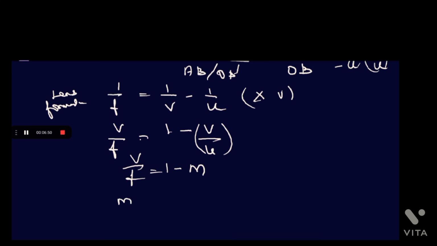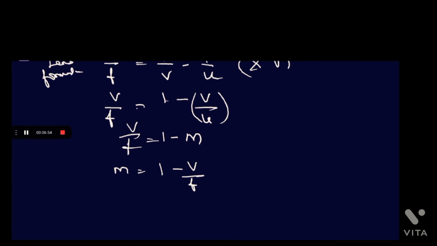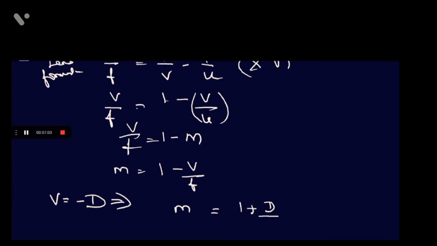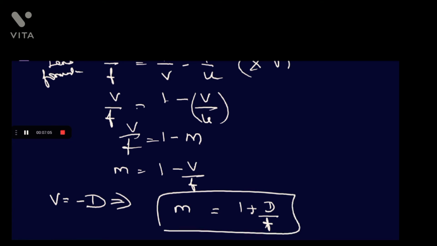So what is m here? m is 1 minus v by f. What is the image distance here? The least distance of distinct vision, which is towards the left-hand side. So your magnifying power formula will be 1 plus d divided by f. This is the formula for the magnifying power of simple microscope.